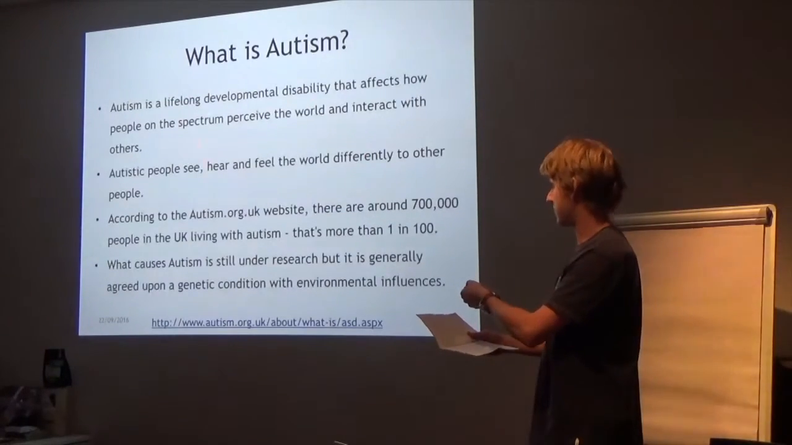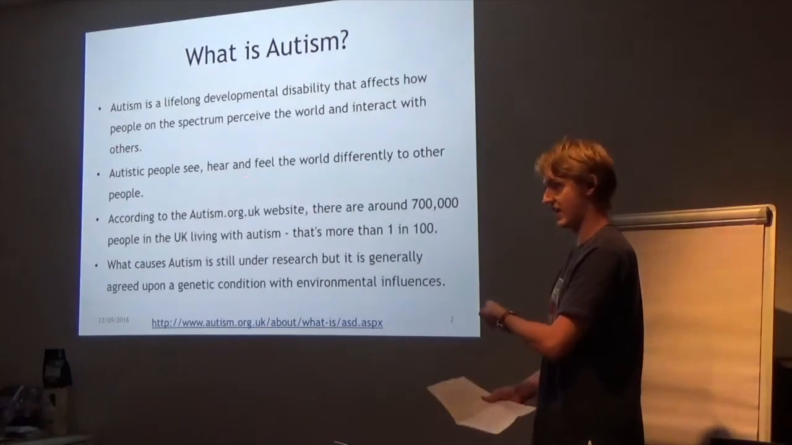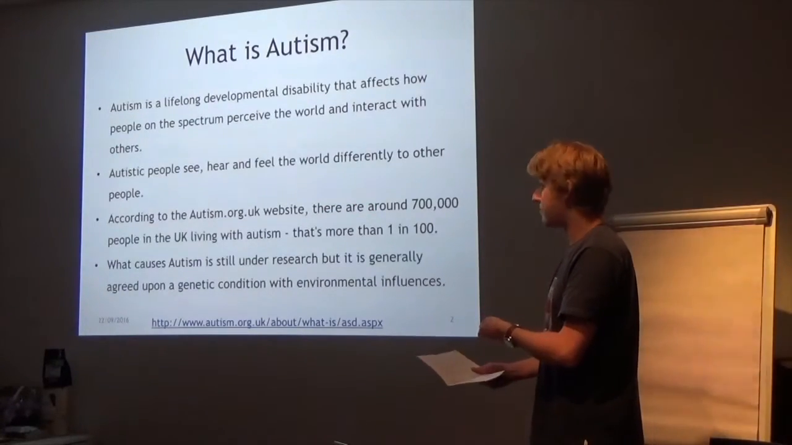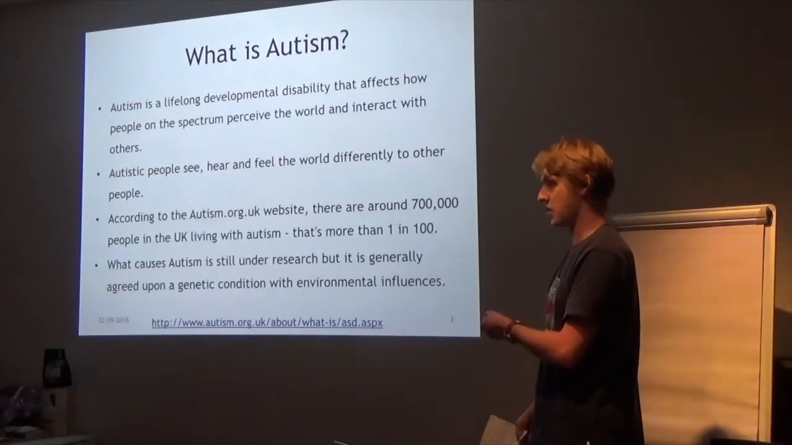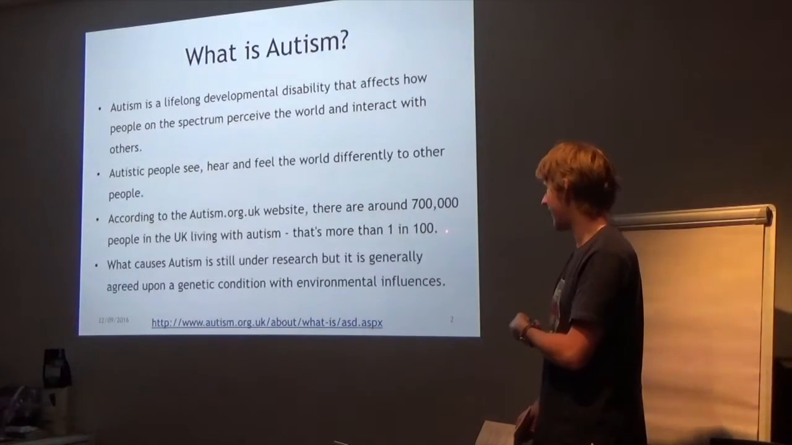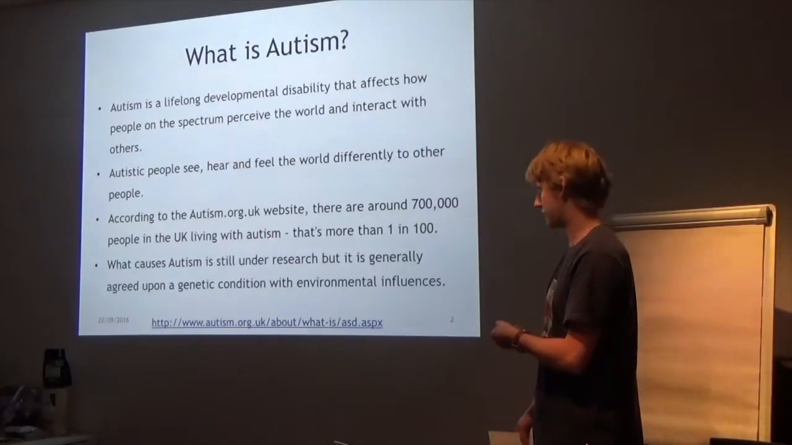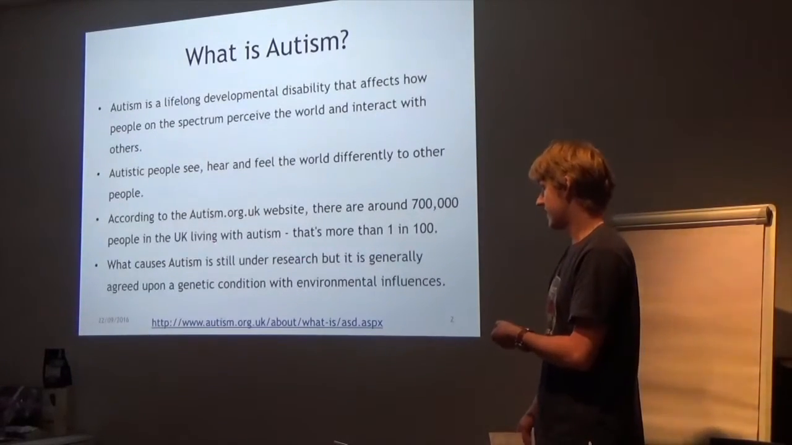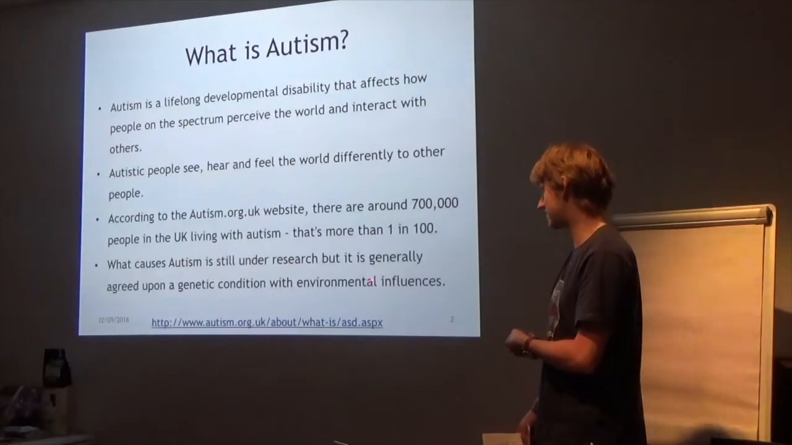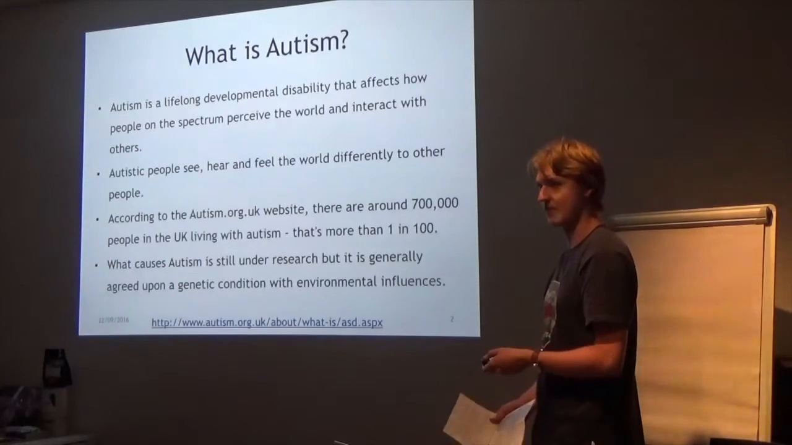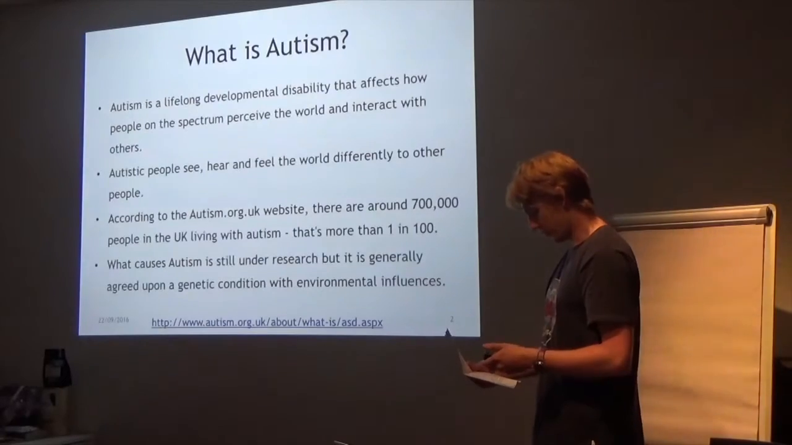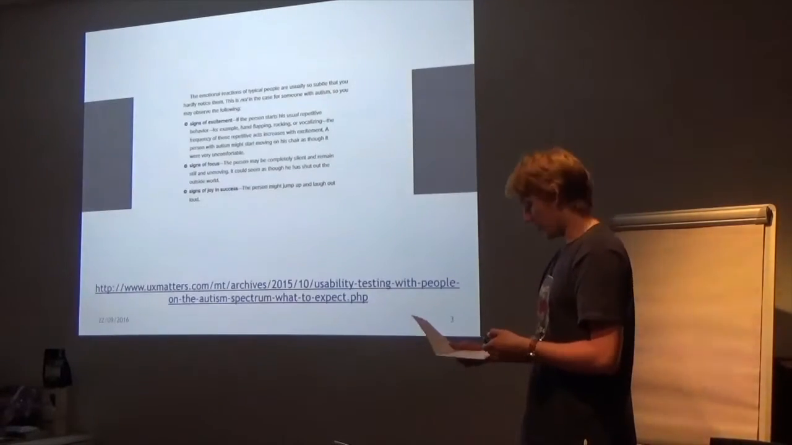It affects how people on the spectrum perceive the world and interact with others. In terms of behaviour, people see, hear and feel the world differently to other people. According to the National Autistic Society, there are about 700,000 people in the UK who have autism. That's more than 1 in 100. What causes the condition is still being investigated, but it's generally agreed that it is a genetic condition with environmental influences.